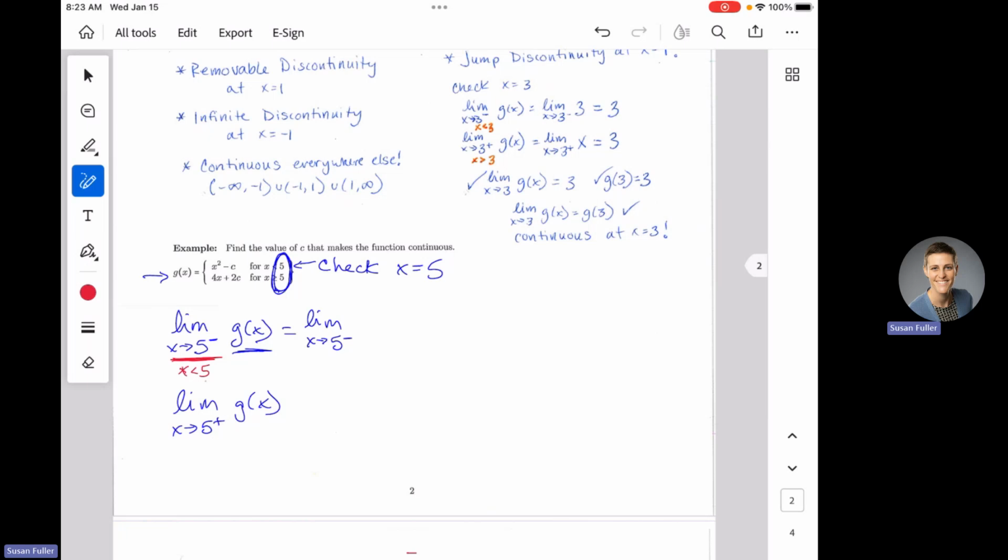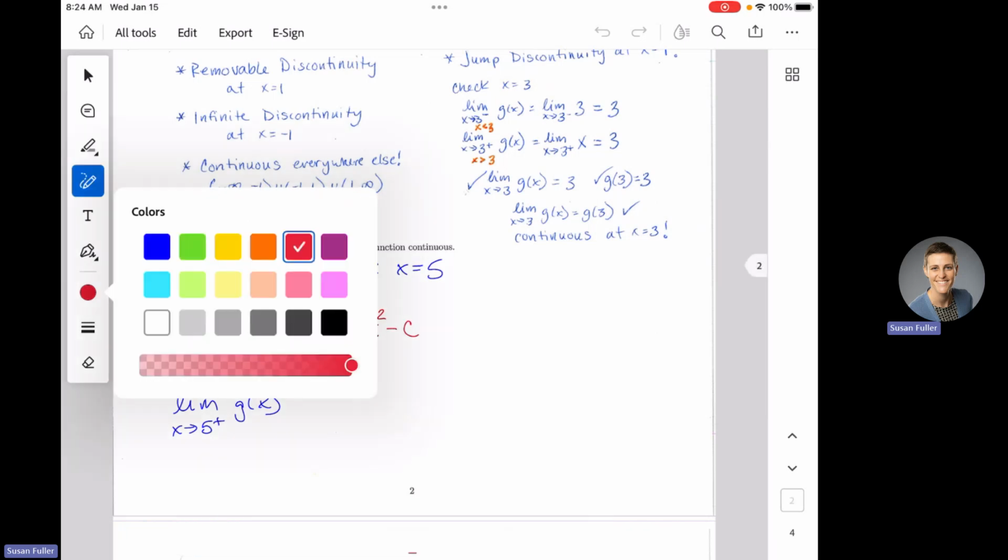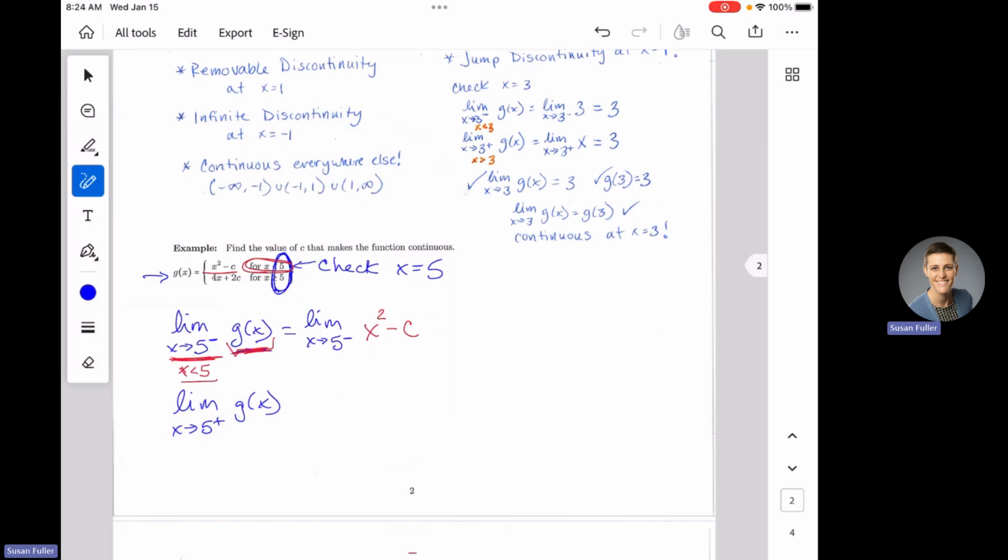So since x is less than 5, notice right here, if x is less than 5, we are going to use x squared minus c. That's what we put in place for g of x, because g of x is x squared minus c when x is less than 5. So now that we know what function we're using, we have to find the limit as x approaches 5 from the left of x squared minus c.